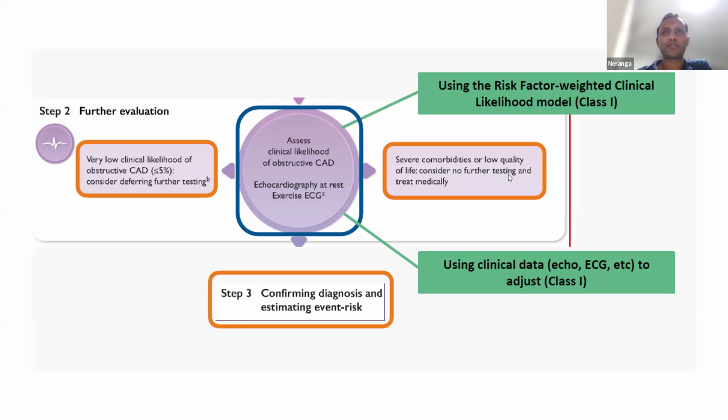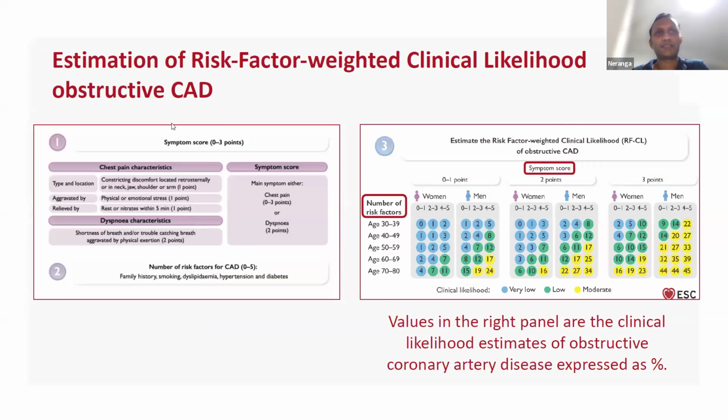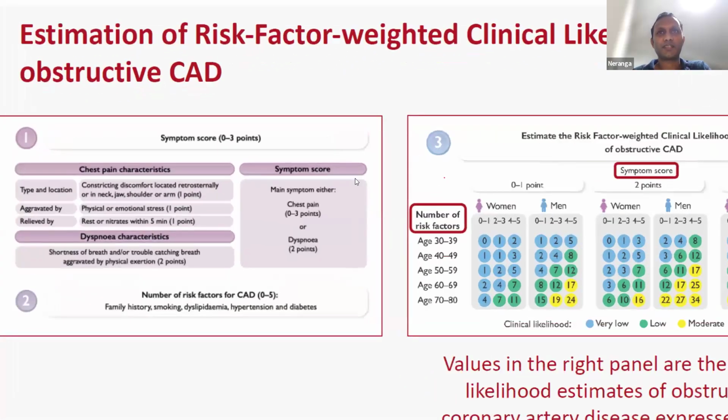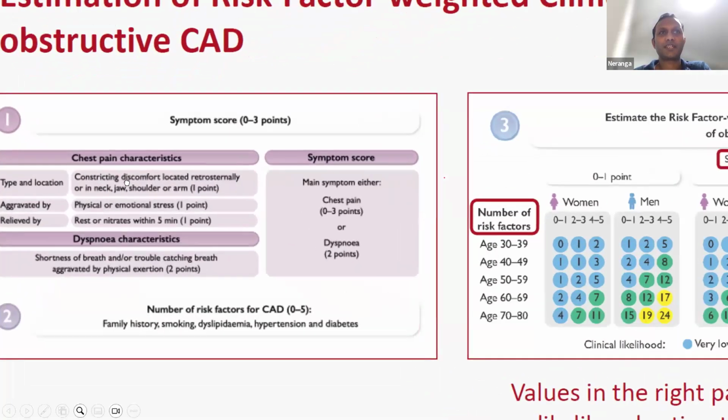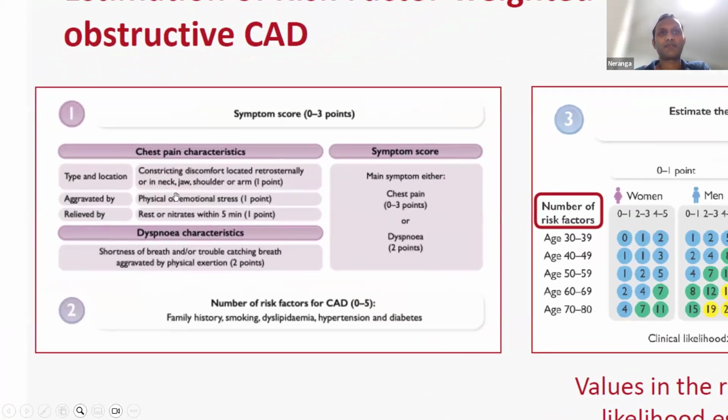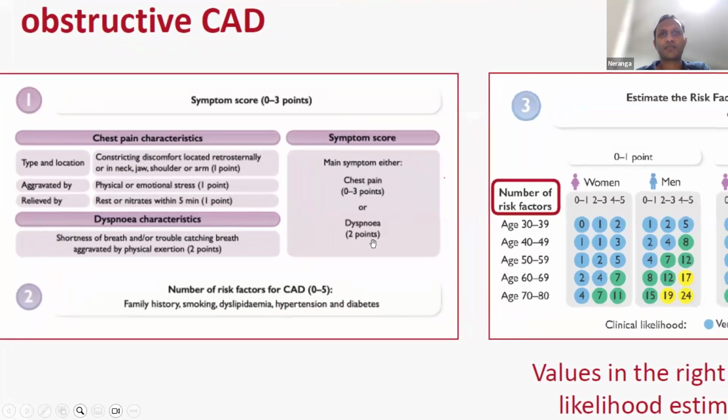And if you have severe comorbidities or low quality of life, like a cancer patient with less than 6 months of life expectancy, you don't have to investigate further. There are three processes. First, you have to assess symptoms. You ask about the type, aggravating and relieving factors. You can give 1 point to each, so if the patient has all three, it will be 3. For dyspnea the maximum is 2. So chest pain scores 0 to 3, and dyspnea can be up to 2.